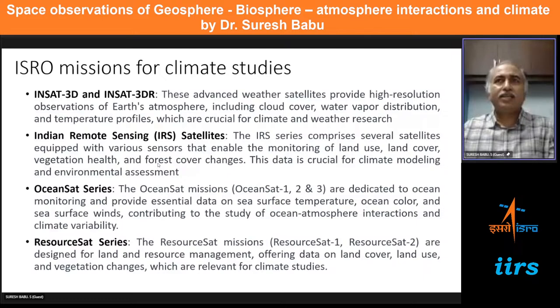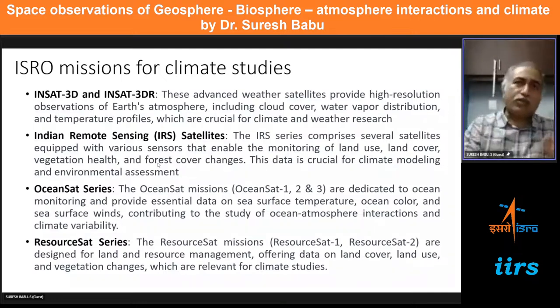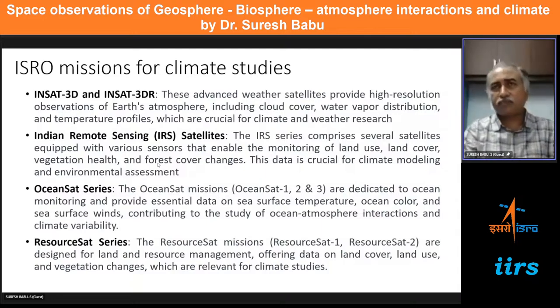that contributes significantly to understanding ocean-atmosphere interaction, which is very important for understanding the climate variables. We have the ResourceSat series. We already have ResourceSat 1 and ResourceSat 2, which are designed for land and resource management. This gives data on land cover, land use, and vegetation changes, which are relevant for climate studies. So these are some of the important space missions which are relevant for climate studies.